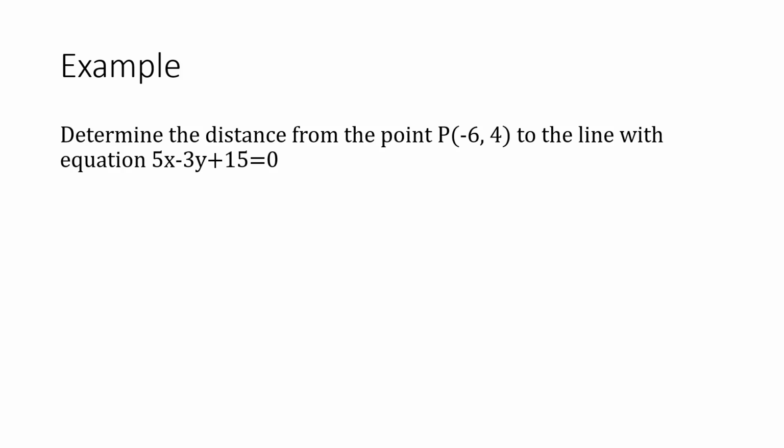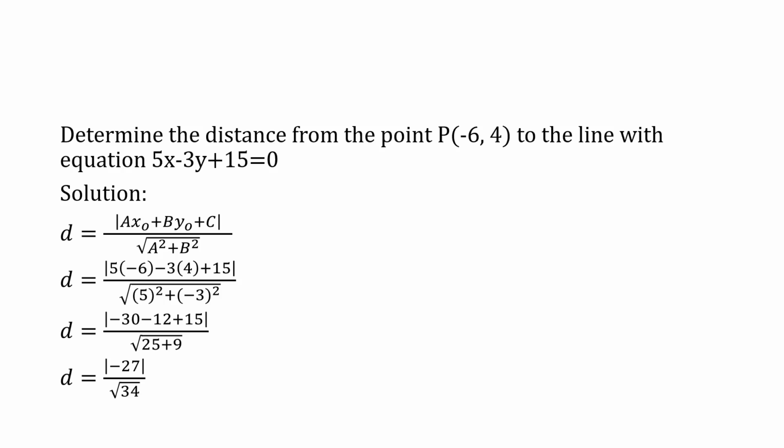pragmatic examples. Let's determine the distance from the point P(-6, 4) to the line with the equation 5x - 3y + 15 = 0. Well, we're just going to use the formula. In this case, a is equal to 5, b is equal to -3, and c is equal to 15 from the equation of the line. And x naught is equal to -6, and y naught is equal to 4.